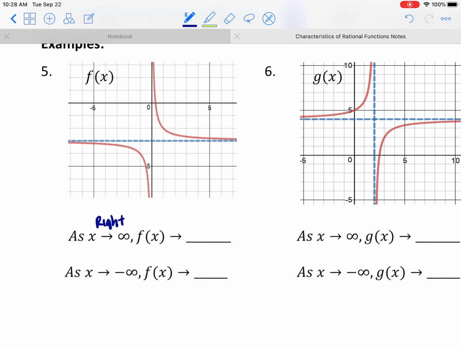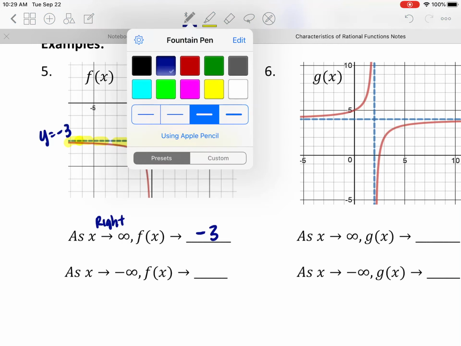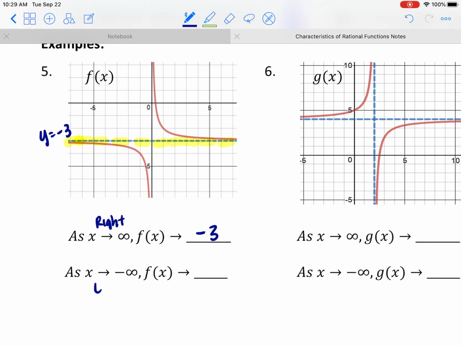So our graph is approaching the horizontal asymptote at y equals -3, which is what both ends are actually approaching. If we were on the x-axis going toward -infinity, that's saying go to the left. If we go to the left end of the graph, what is it doing? Well, it's still approaching that same asymptote. These y values are getting closer and closer to that y value of -3.